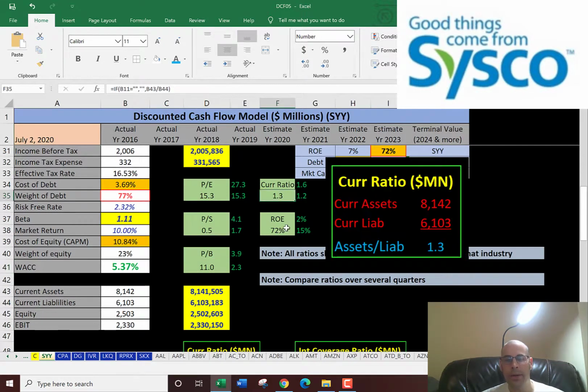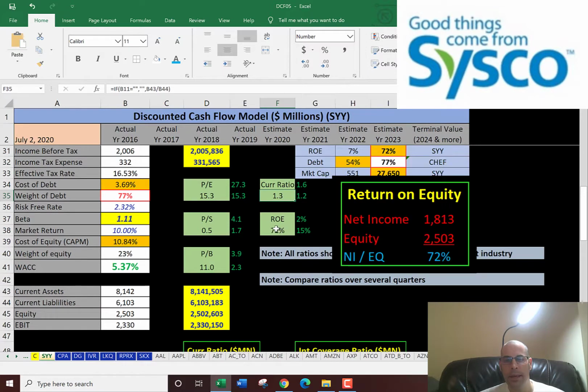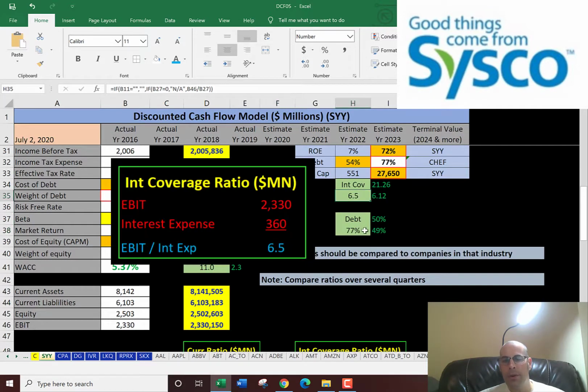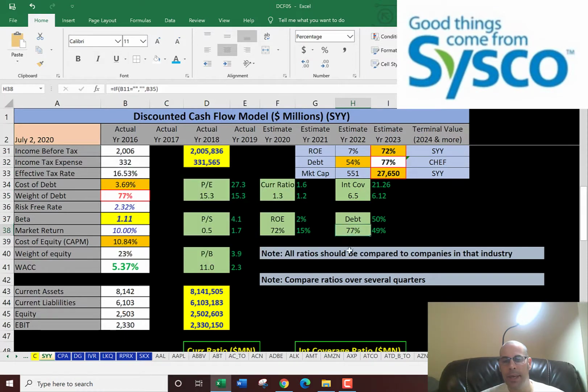They have a fine current ratio of 1.3. That's current assets over current liabilities. The ROE is great, 72%, possibly because they have so much debt. Their interest coverage ratio is really good at 6.5. They can cover their interest payments 6.5 times, and they're a little leveraged at 77% debt.